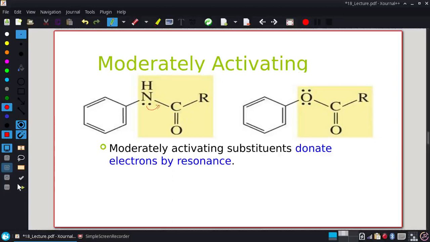Let me move that here and up. So that competition is not going to make this ring nearly as nucleophilic. Same thing happens with an oxygen if we put a carbonyl. We can move these electrons here and up rather than into the ring. And so the resonance is helping to take electrons away from the ring.